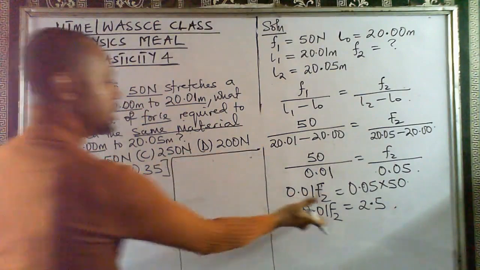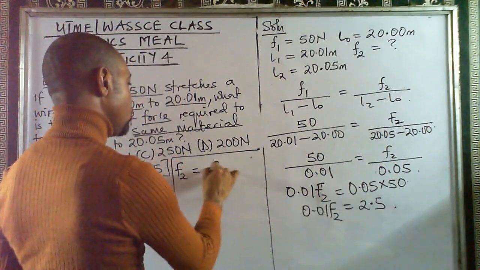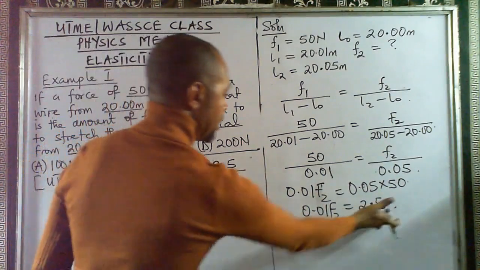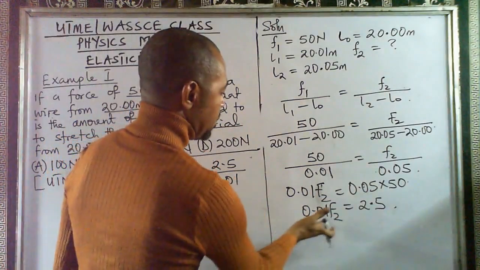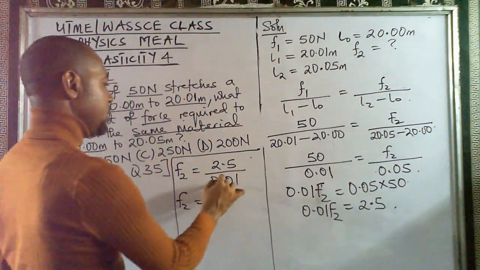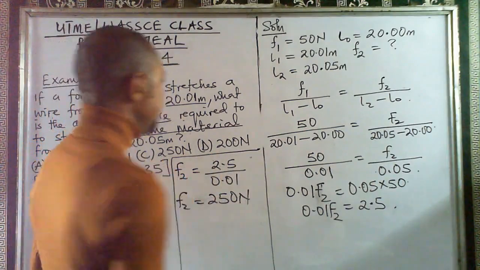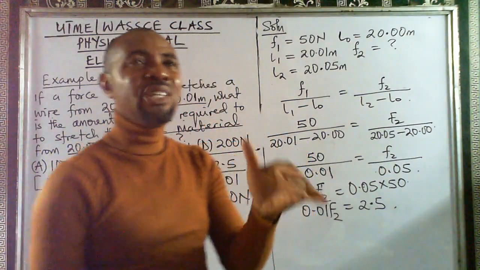So what is F2? Make F2 the subject of formula. F2 becomes 2.5 over 0.01. That's by dividing both sides by 0.01. So F2 will give us this, divide this and move this. We have 250 Newton.